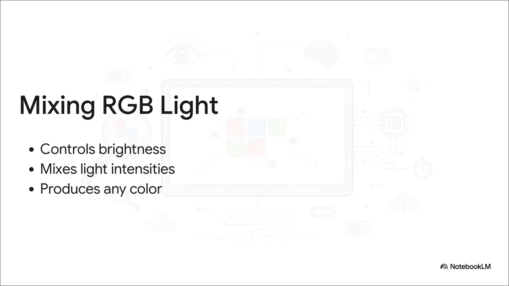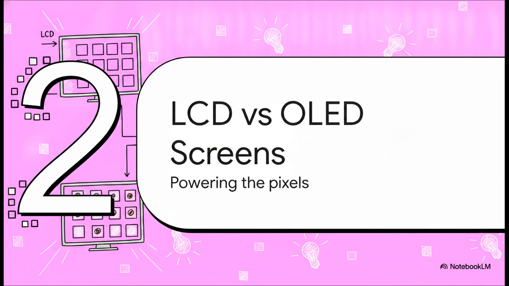If it cranks all 3 up to their absolute maximum brightness, boom, you get pure, brilliant white. If it turns them all completely off, you get deep, dark black. And by varying all the levels right in between, it generates literally every shade of orange, teal, purple, and brown you could possibly imagine. Moving right along to Section 2, LCD versus OLED screens.